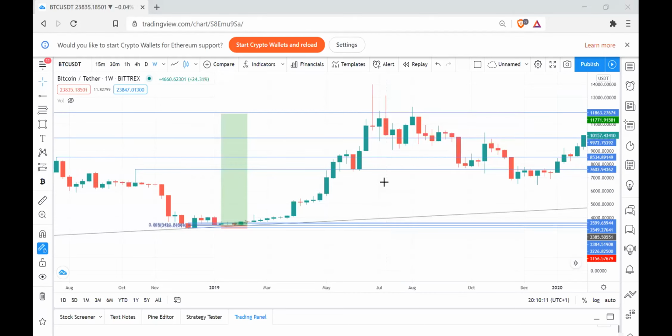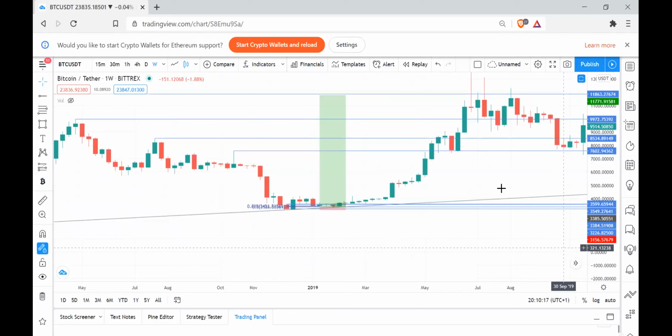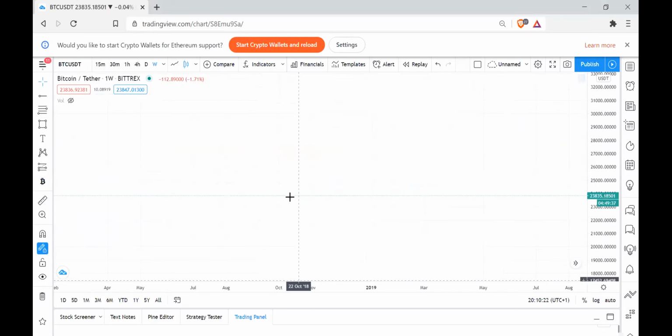How to calculate risk to reward ratio? Okay. Let's see. So let me pull up a calculator over here.